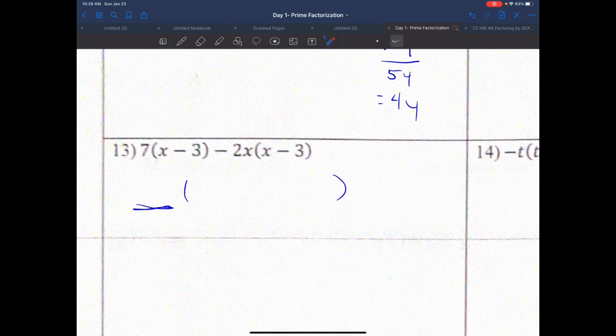If I put x minus 3, right, we know that x minus 3 times something is going to give me this, which is just 7, right? Because x minus 3 times 7 is 7 times x minus 3. Yes? Good. All right, so now I'm going to put a minus 2x, because you can agree with me that x minus 3, the whole quantity, times negative 2x is going to give me this. And this is my answer.